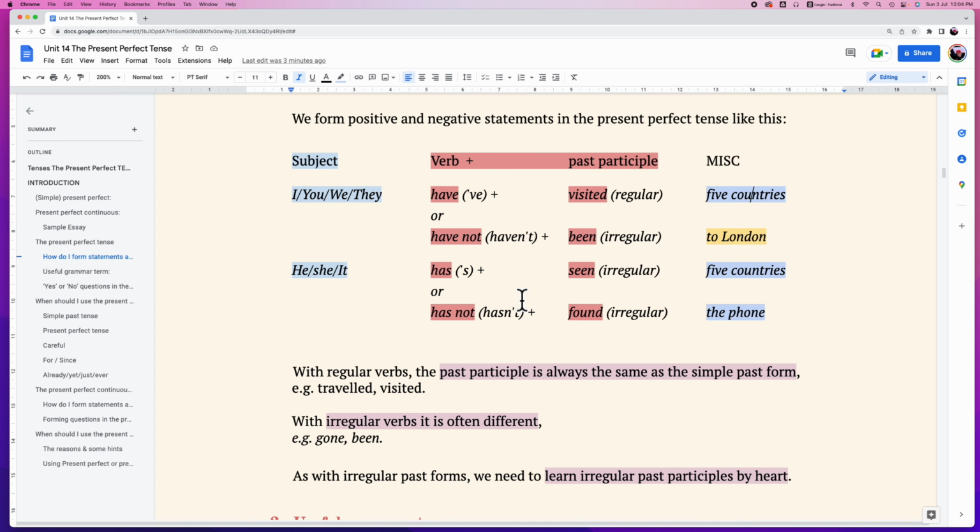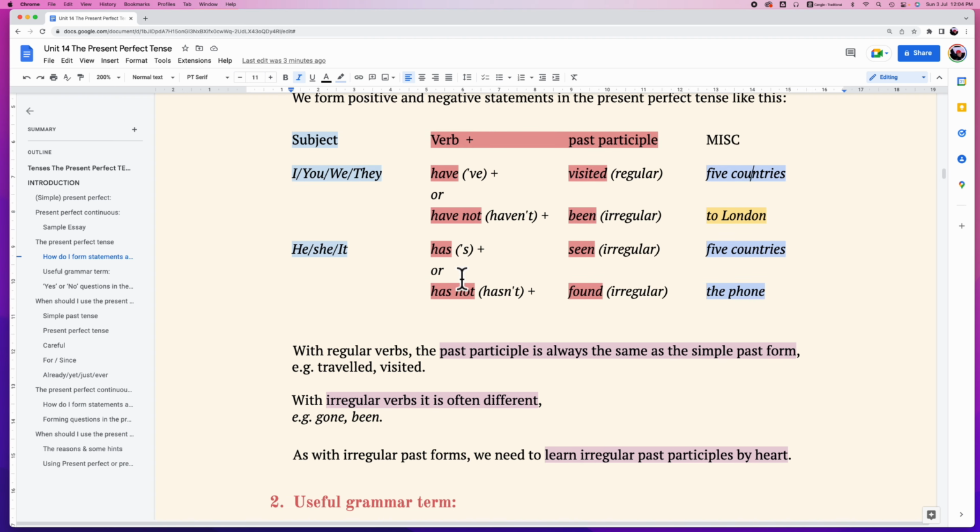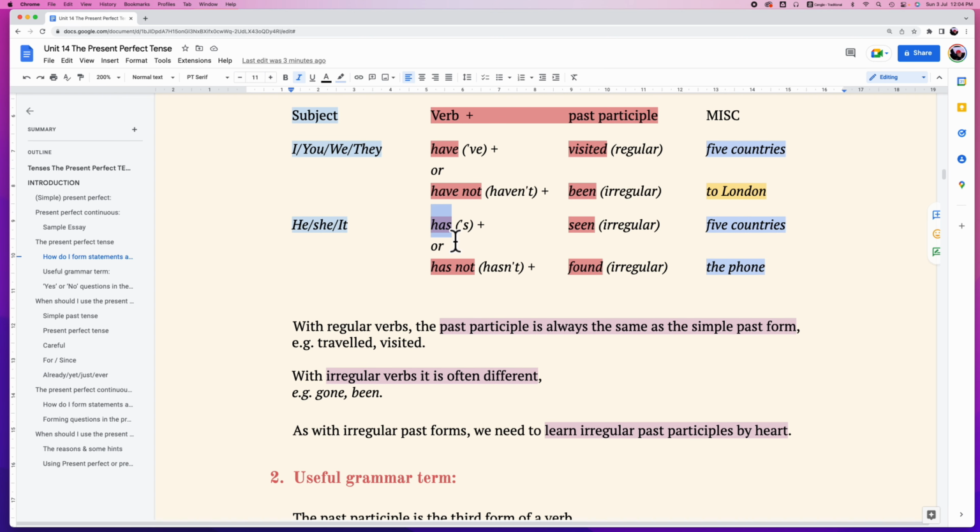And for another color blue, he, she, it, we will use has, or has not for negative. And again, for irregular verbs, seen and found will be used. He has seen 5 countries. She has not found the film.